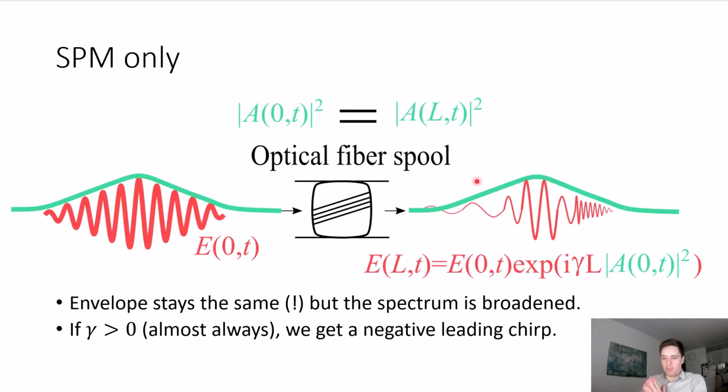Now, self-phase modulation is a pretty interesting effect because it doesn't modify the overall shape of the pulse. The envelope stays constant, but it does change the underlying phase of the pulse, according to this complex exponential here, where gamma is a nonlinearity parameter, L is the length of the fiber, and this is the power of the pulse, which is computed from the absolute square of the envelope. So the envelope stays the same, but the spectrum is broadened, as we'll see in a moment. Note that gamma is pretty much always greater than 0, which leads to a negative chirp: a red shift in the front, and a blue shift in the back.